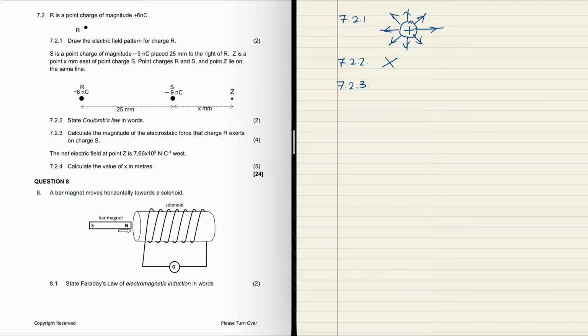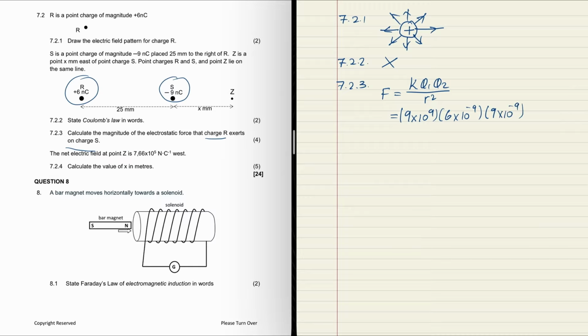7.2.3, calculate the magnitude of the electrostatic force that R exerts on S. Okay, so R on S. So we can calculate using F is equal to k Q1 Q2 divided by r squared. Now k is 9 times 10 to the power 9. Q1, well, here we're going to use R, so that's 6 times 10 to the -9. S is 9 times 10 to the negative 9.